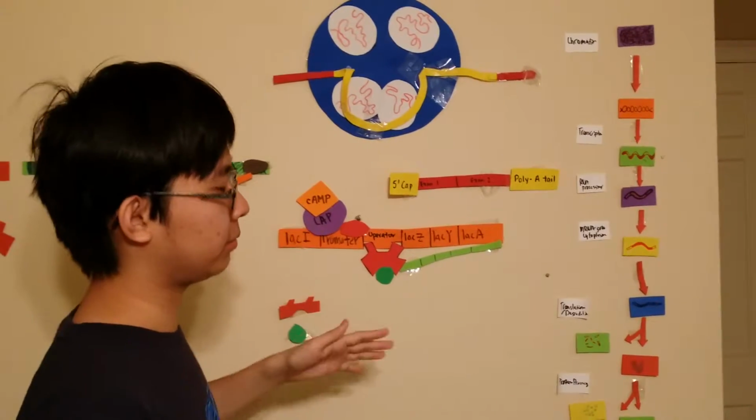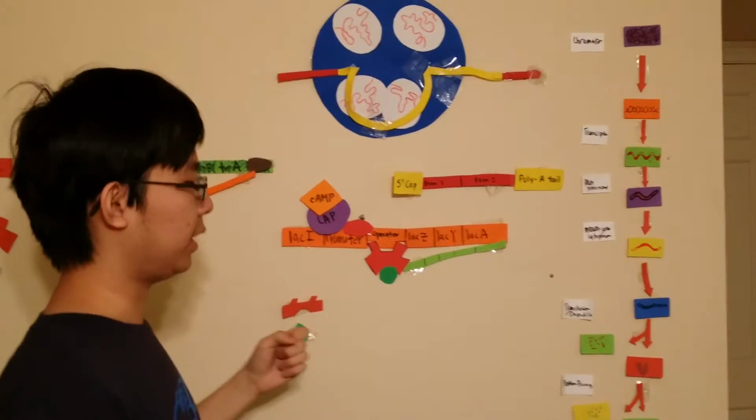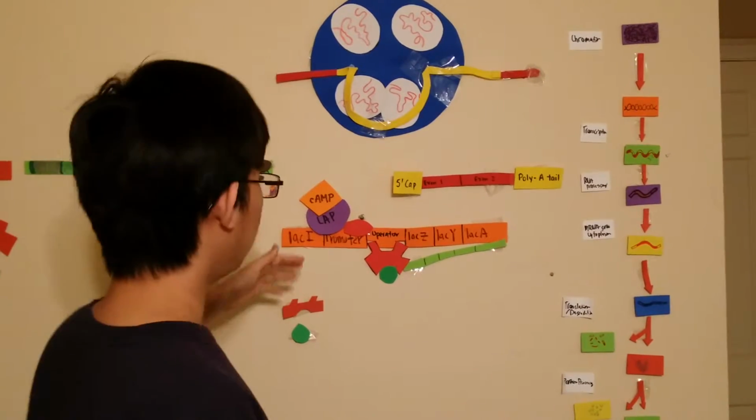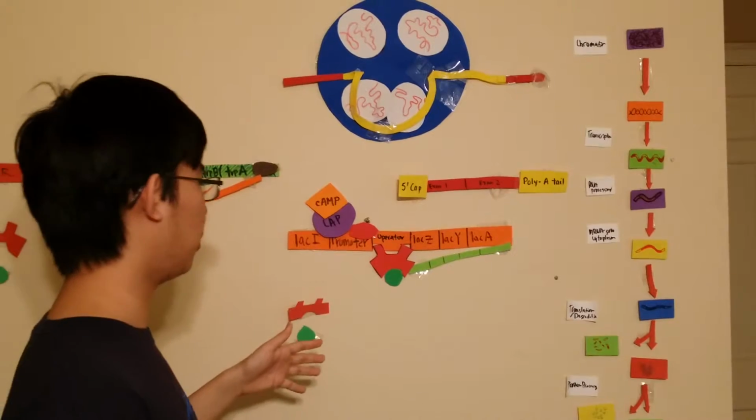The next type of gene regulation we'll discuss is positive gene regulation. Positive gene regulation is when an activator is required to initiate transcription. One such example is also the lac operon.